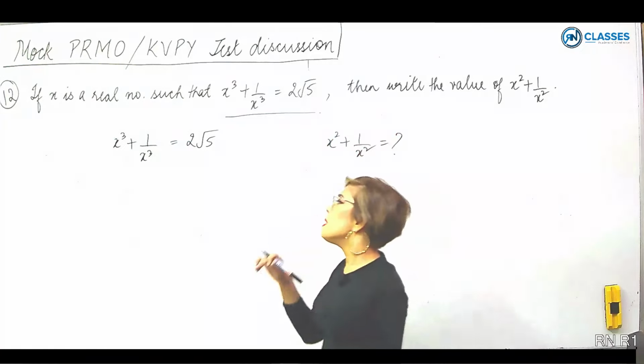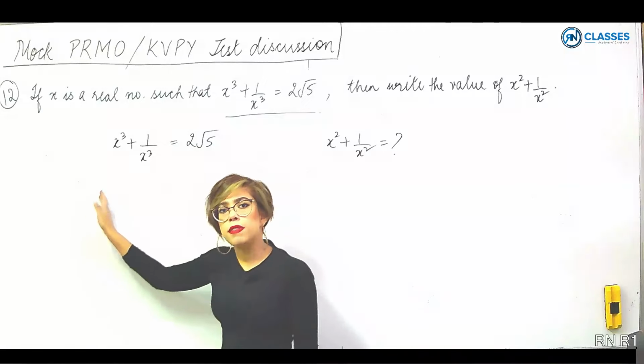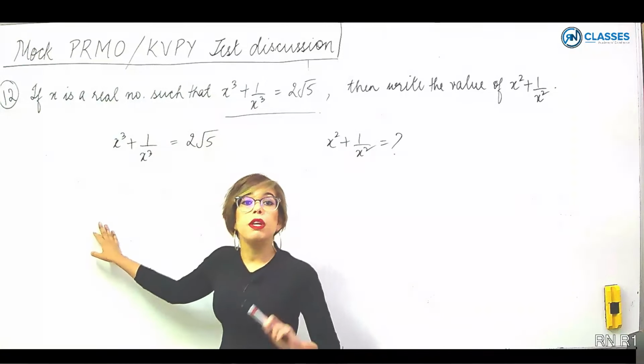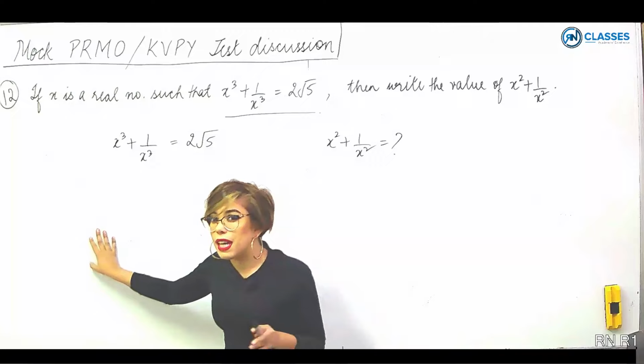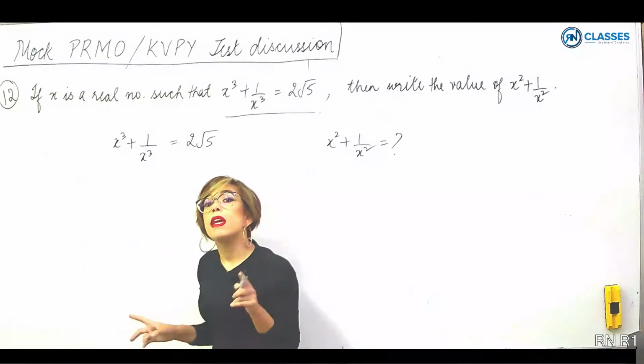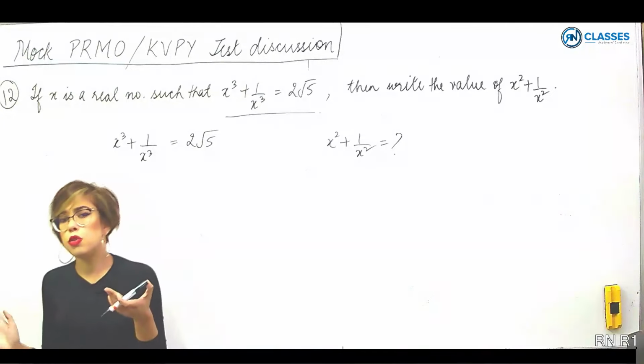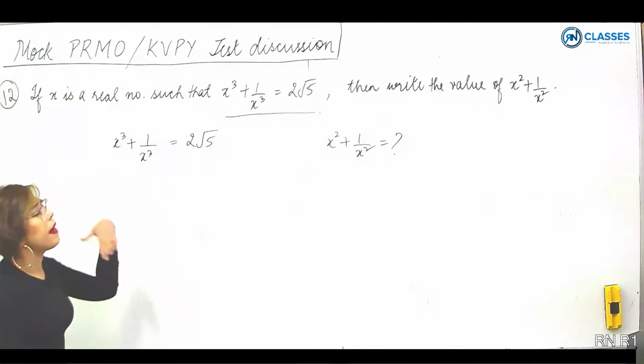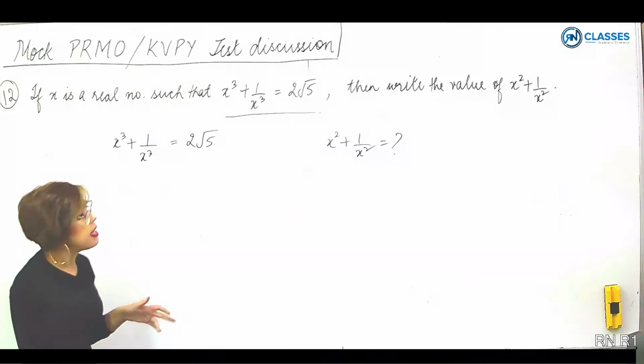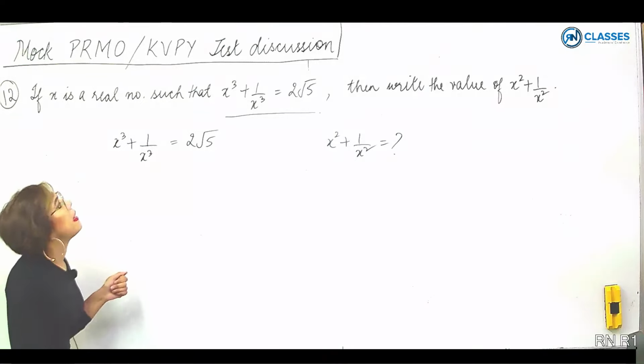Now, mind it, I must have tried to get the value of x plus 1 by x. But the cubic equation that I get is actually not very nice, so I am unable to proceed using the usual method. That means finding the value of x plus 1 by x is a bit difficult. So what else can I do?